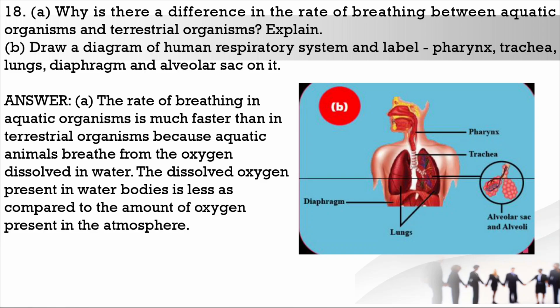Question number 18. Why is there a difference in rate of breathing between aquatic organisms and terrestrial organisms? Explain. Draw a diagram of the human respiratory system and label pharynx, trachea, lungs, diaphragm, and alveolar sac on it. The rate of breathing in aquatic organisms is much faster than in terrestrial organisms because aquatic animals breathe oxygen dissolved in water. The dissolved oxygen present in water bodies is less as compared to the amount of oxygen present in the atmosphere. Diagram of the human respiratory system with full labels is given.